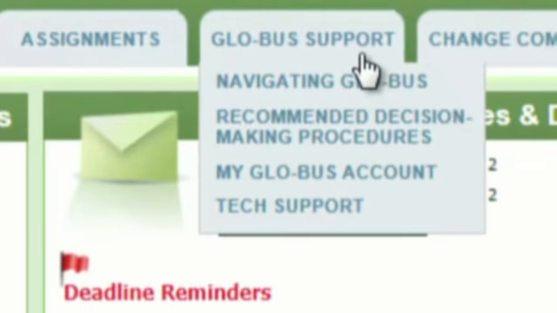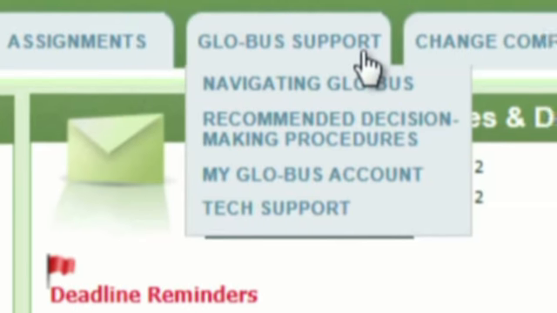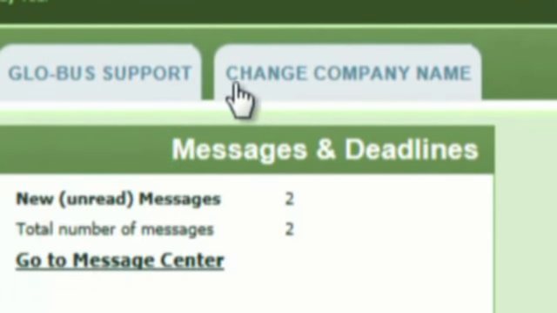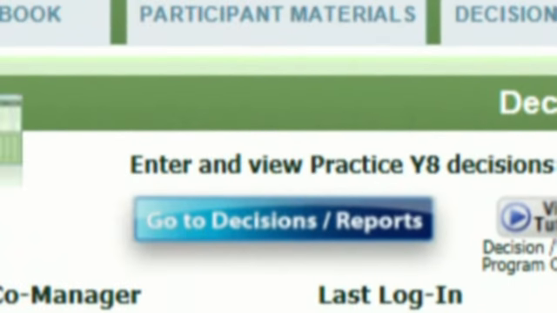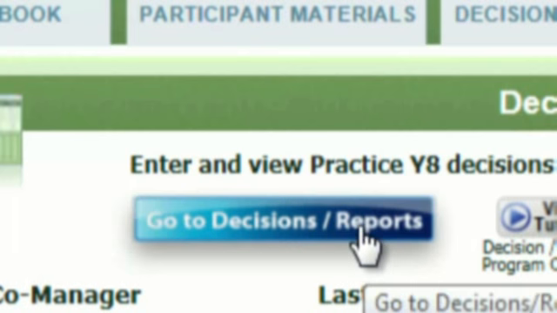If you need technical assistance, you can find that under the Glo-Bus Support tab. And the Change Company Name tab is where you'll find the information about changing the name of your organization. The Go to Decisions and Report tab is where you'll be entering your decisions for operating the simulation.